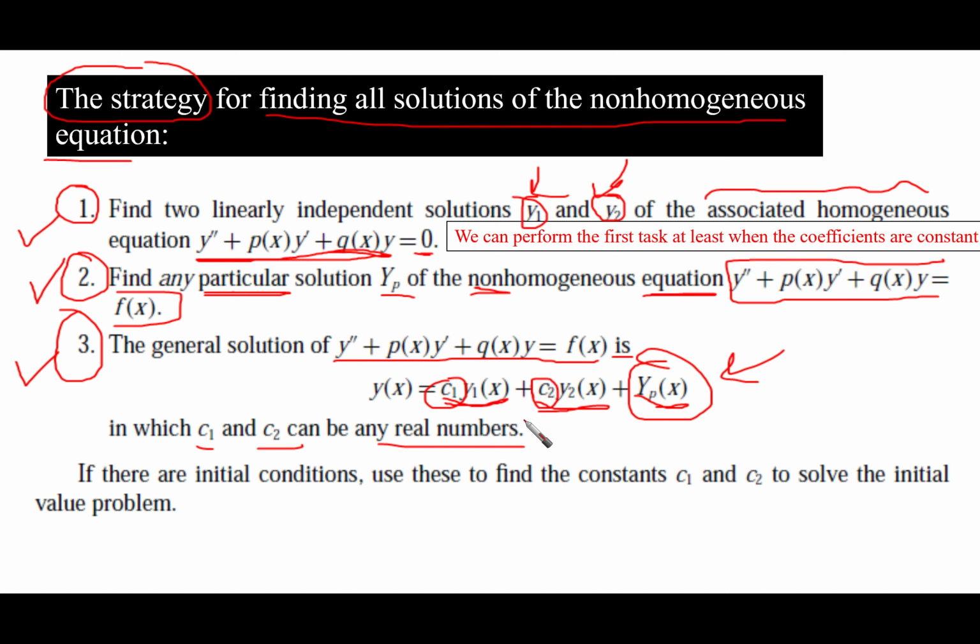Remember well, in the constant coefficients, we said that we can obtain the general solution of the homogeneous equation, which is C1 y1 plus C2 y2, right? This is considered to be the general solution for the homogeneous. But every term of them is considered to be a solution for the homogeneous equation, right? We call both of them the fundamental set of solutions. Then if there are initial conditions, we can use these to find constants C1 and C2 to solve the initial value problem.